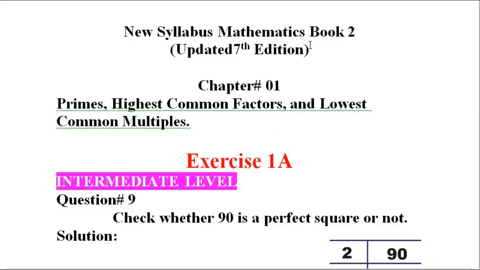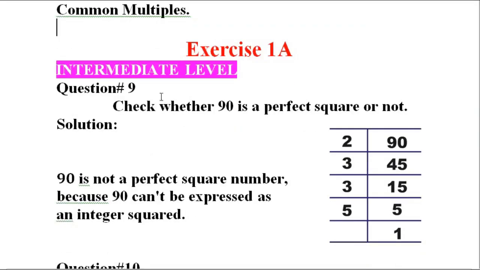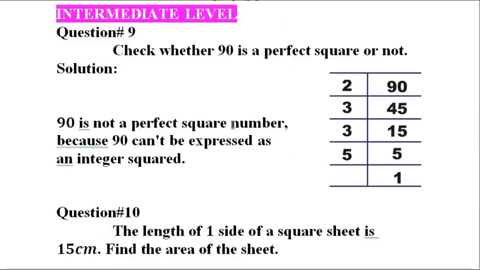Syllabus Mathematics Book 2, Updated 7th edition, Chapter number 1: Primes, Highest Common Factors and Lowest Common Multiples. Exercise 1A, Intermediate Level Question. Question number 9: check whether 90 is a perfect square or not.